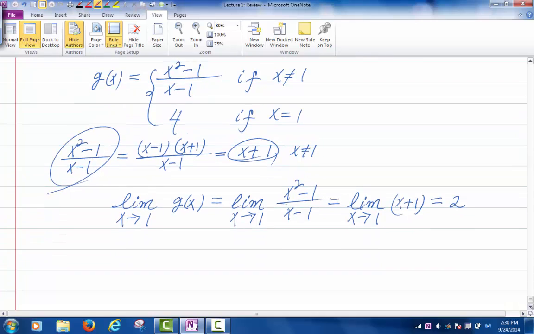And notice that then the limit as x goes to 1 of g of x is not the same as g of 1, right? It's not the same as g of 1. Because what is g of 1? G of 1 in our problem is 4, right? But the limit is 2. So the limit of the function at 1 is 2, but the value of the function at 1 is 4, which are different. Is everybody okay with that?